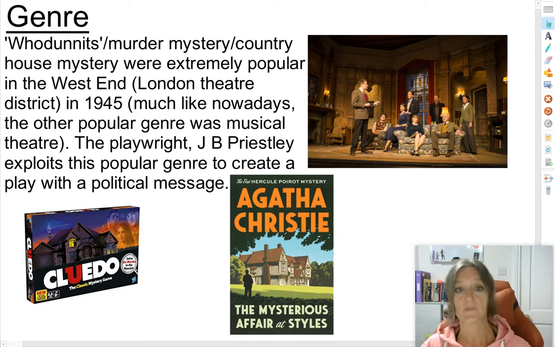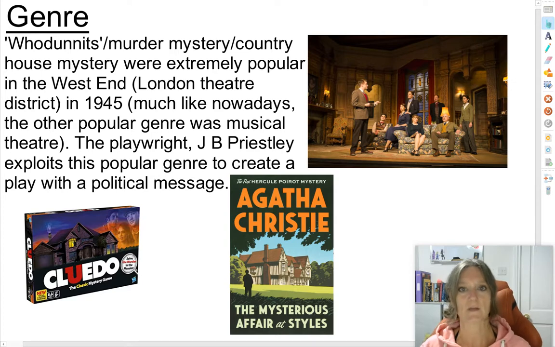That's the convention. Sometimes these kinds of mystery dramas, crime mysteries, are referred to as country house mysteries. And when the play first came out in 1945, plays of this genre, the whodunit genre, were extremely popular in the West End. So that's the theatre district of London. So it is a really old-fashioned genre. I guess even in 1945, the genre had been around for a while, but it was still really popular.